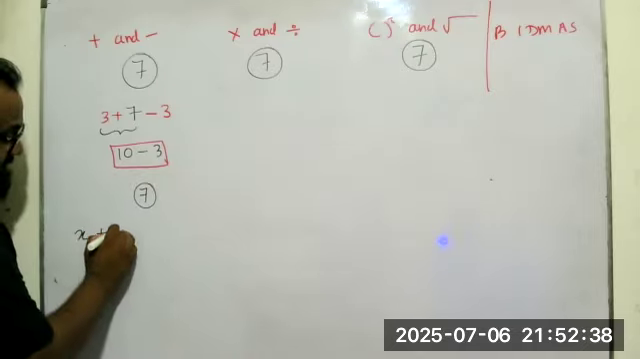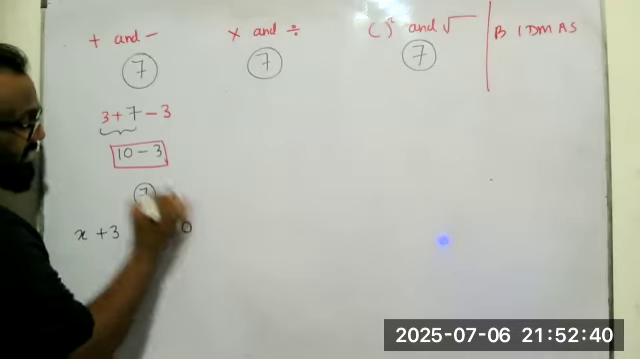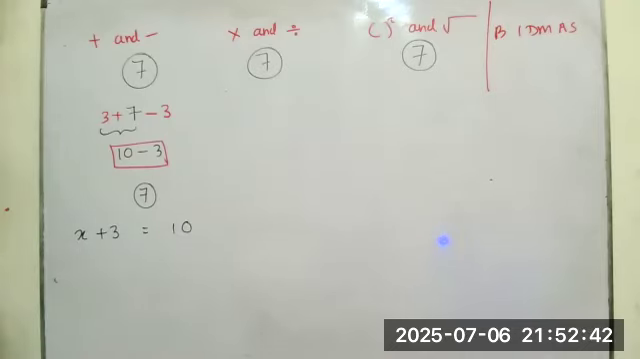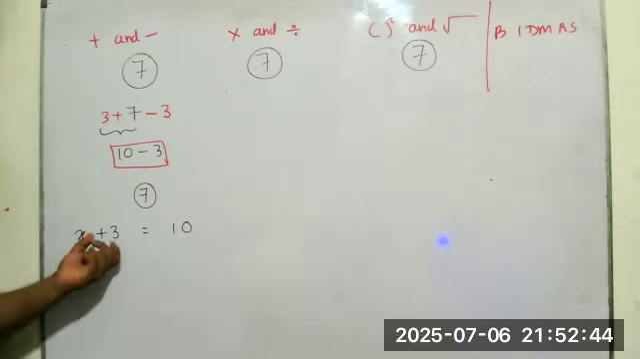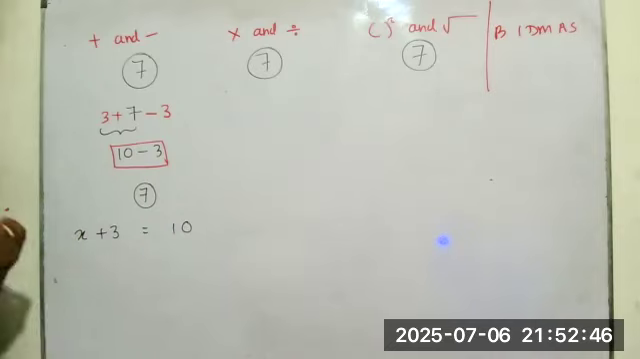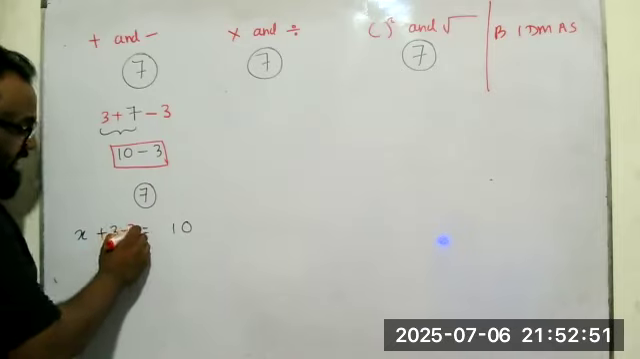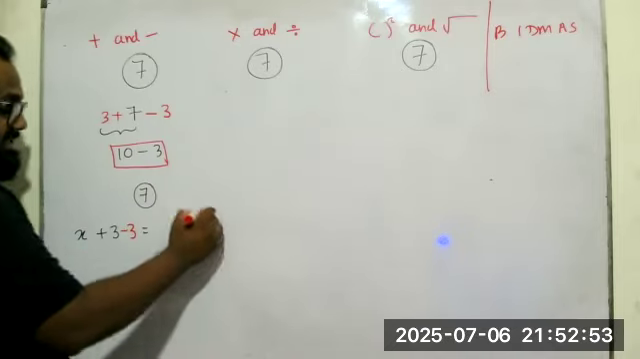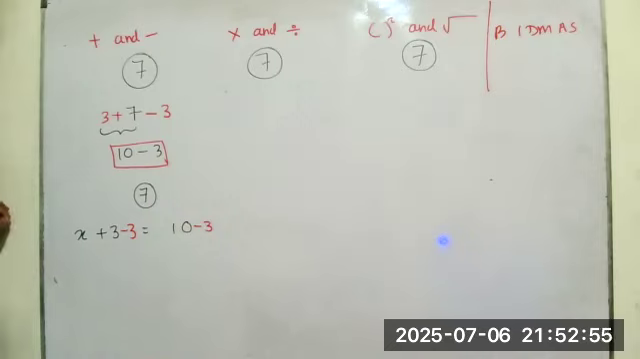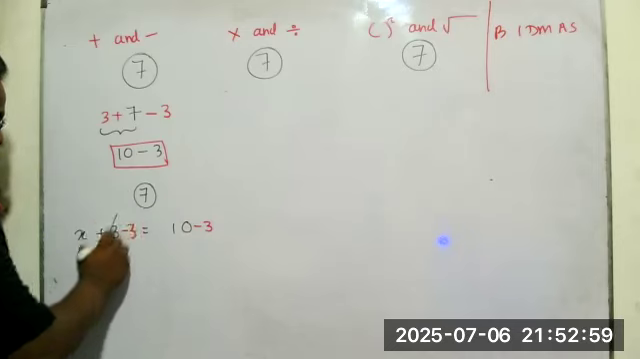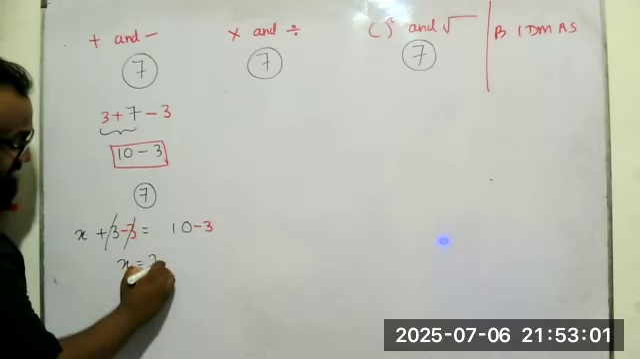x plus 3 equals 10. Now, if I need to remove this 3, what I can basically do is introduce minus 3 to this side and minus 3 to the other side as well. So what will happen? These cancel off, giving us x equals 7.